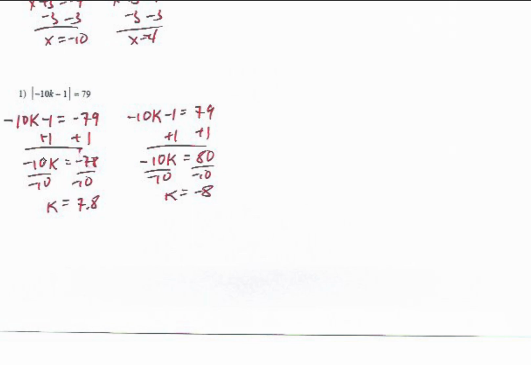Adding 1 on the left here, negative 10k is negative 78, dividing by negative 10, and I get k is 7.8. And there's no need to change signs because it's equals. Here, adding 1 to both sides, or an equality, I should say. Adding 1 to both sides, I get 80. Dividing by negative 10, I get negative 8. So those are my two solutions.